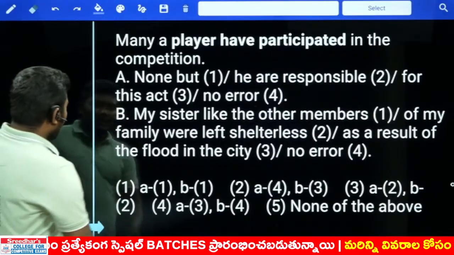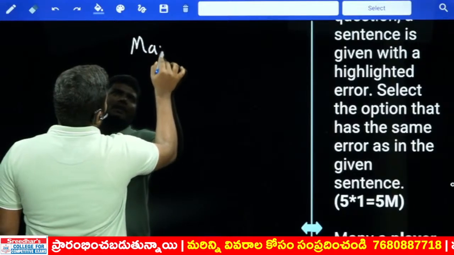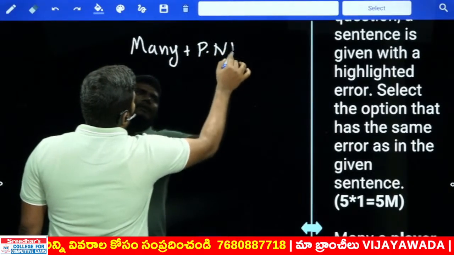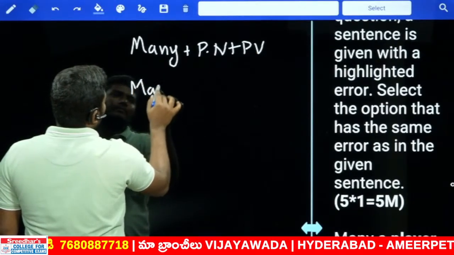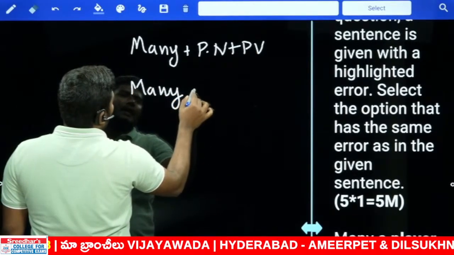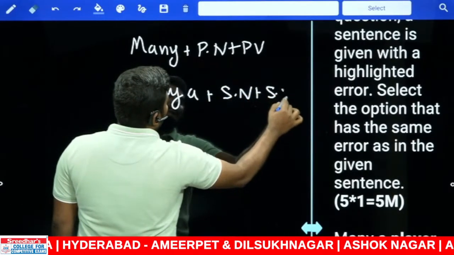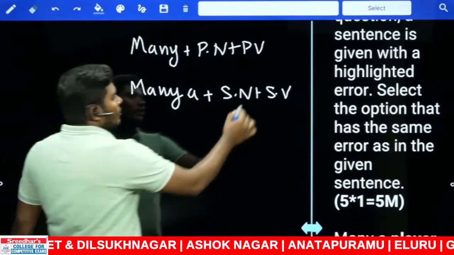Now what is the rule that we can apply? The rule is, look at this, many is the word that should be followed by a plural noun plus plural verb, but many a should be followed by a singular noun plus singular verb. Okay, but remember the meaning of the two rules is the same.